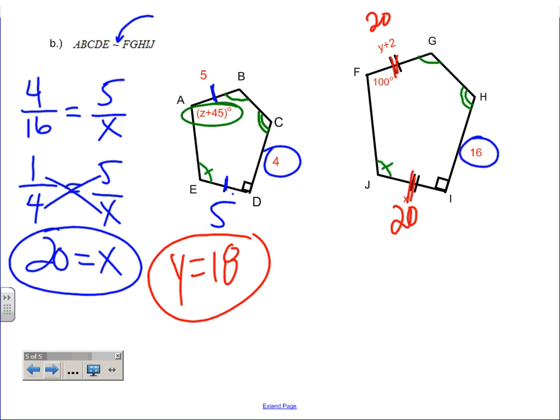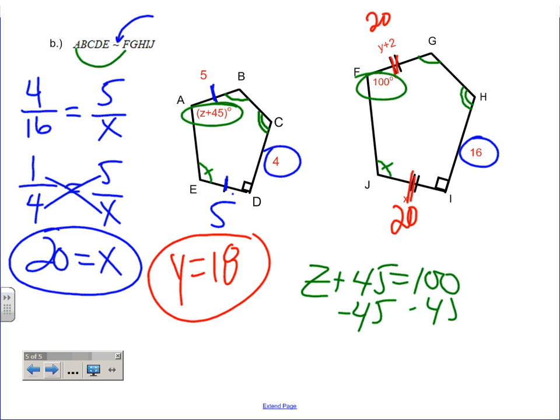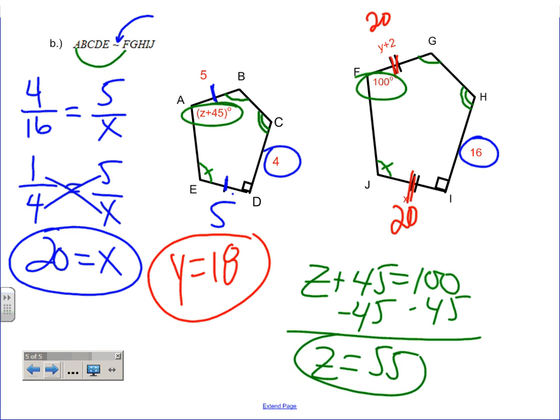But what we do know is that this angle A on this one and the angle F on that one are corresponding. We know that from up there or just looking at the picture. And so we basically know Z plus 45 has to equal 100. And all you have to do is subtract 45. And so Z is, what, 55? Okay. And so please watch out for that. I'm telling you that it's a mistake. Please don't make that one.